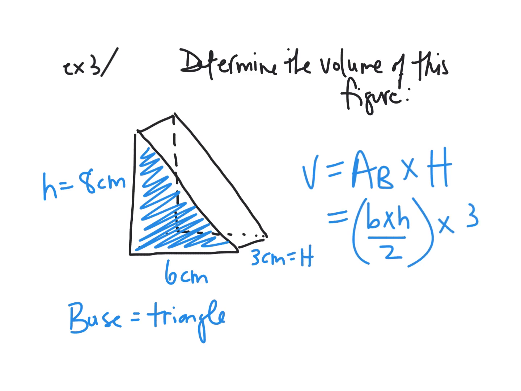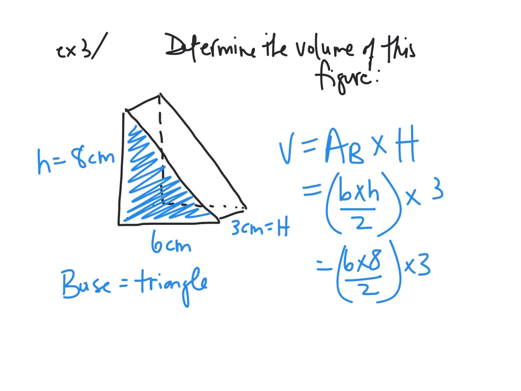So we've got a base of 6, a triangle height of 8 divided by 2, and then we're going to multiply that by 3. So if you do the math on that, what you are going to determine is that you have 48 divided by 2, 24 times 3, you've got 72. Check the units, centimeters cubed, because it's a volume.